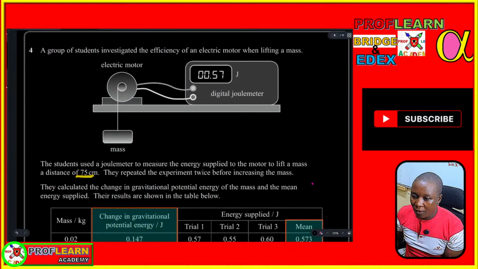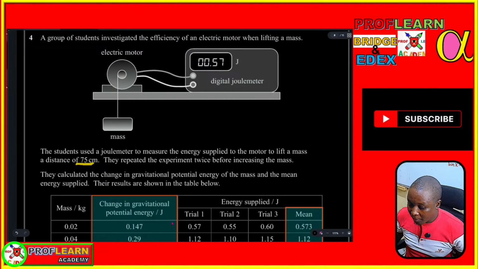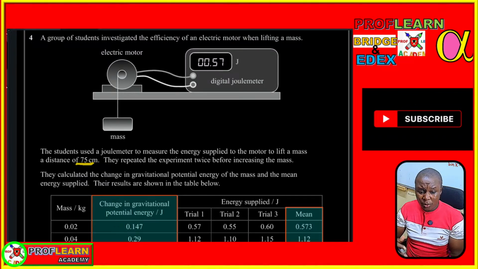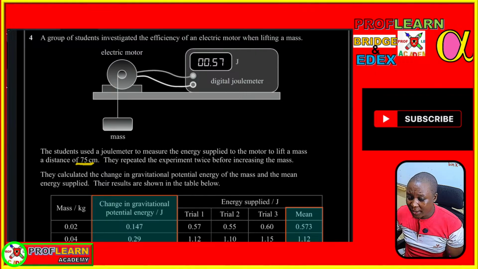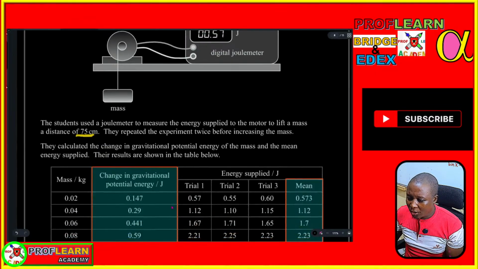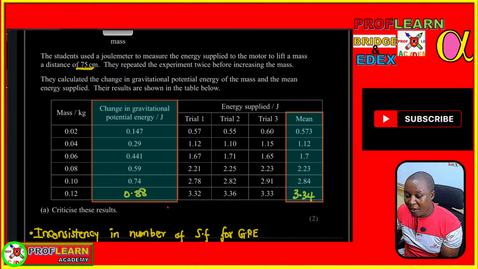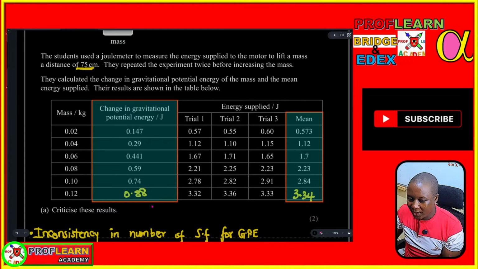Question number 4 is a question that is going to enable us to know how you criticize the data that has been collected. So in order to criticize the data on the table, you are going to look at the consistency of the number of decimal places recorded and number of significant figures. And we are also going to check, is the interval between one measurement to the other uniform, so that you can be able to observe the trend, what's happening.